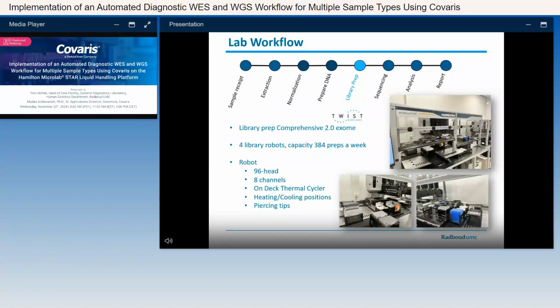It's a Star Plus at the moment, and the robot contains a 96 head, 8 channels, also an on-deck thermal cycler for the incubation steps for the end repair ligation and the PCRs, pre and post PCR, and some heating and cooling positions for the reagents. Also some piercing tips, and we use piercing tips especially to pierce through the seal of the index barcode plate, so that you do not need to peel off the seal in this process.